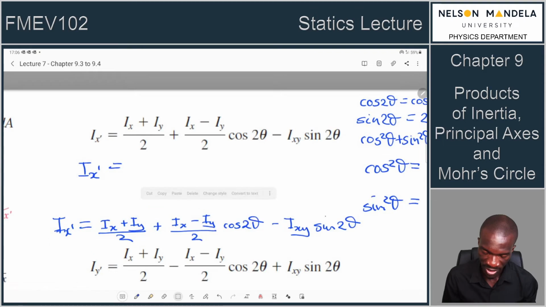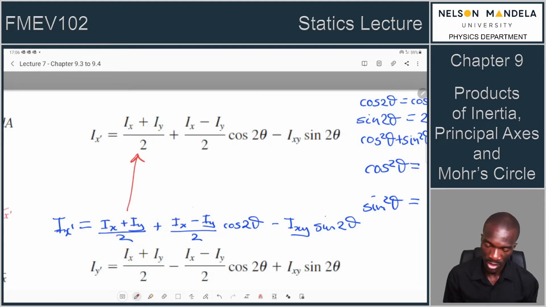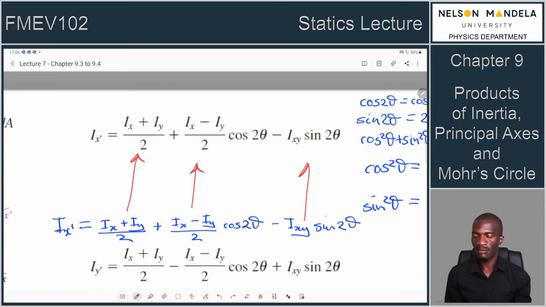So that's our equation from our solution earlier. I will just delete this. So in the end, we actually have this function. This function is what we see at the top there. That's your Ix plus Iy divided by 2. This is your Ix minus Iy over 2 multiplied by cos 2 theta. This is your last term, Ixy sine 2 theta. This is therefore a reduced form of your equation.